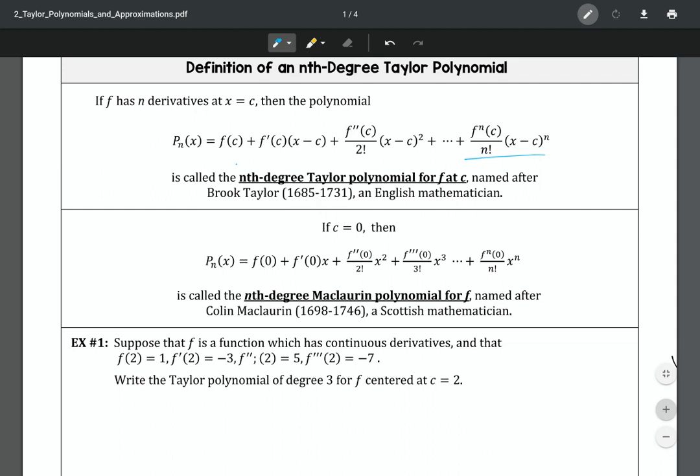So the definition of an nth degree Taylor polynomial is what you see right there. Notice that this f of c literally means the function defined at a specific x value, okay? And then f prime of c is the derivative of the function at the same x value, and so on and so forth. Notice that even though we didn't write it, technically we could write this as 1 factorial, which is just 1. And 0 factorial, by definition, is also 1, okay? So you can kind of see how the formula goes.